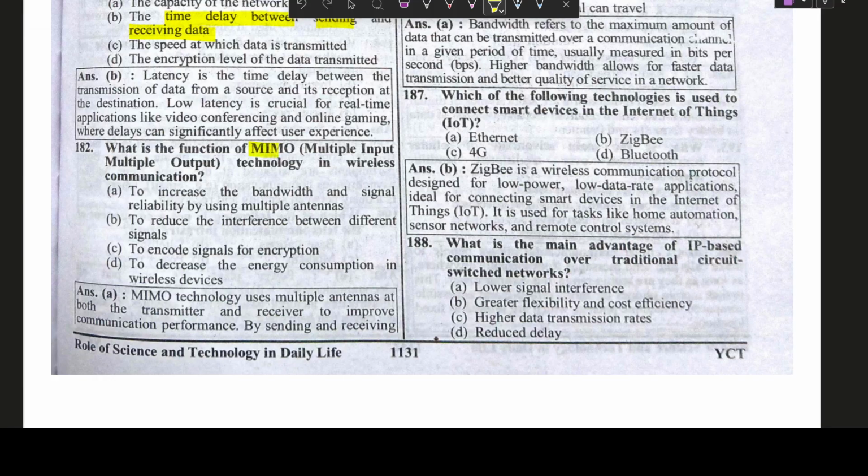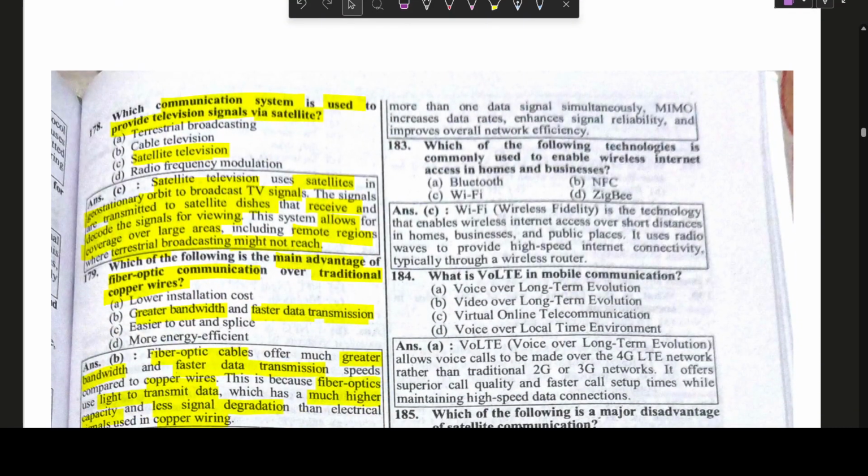What is the function of MIMO, multiple input multiple output technology in wireless communication? So it increases the bandwidth and the signal reliability by using multiple antennas. Multiple input multiple output technology uses multiple antennas at both the transmitter and receiver to improve the communication performance by sending and receiving more than one data signal simultaneously. Multiple input multiple output increases the data rate, enhances the signal reliability and improves the overall network efficiency.